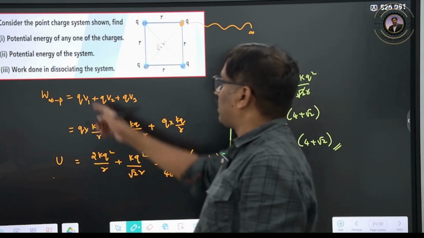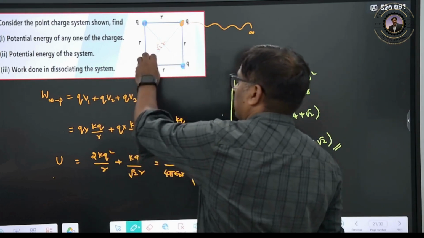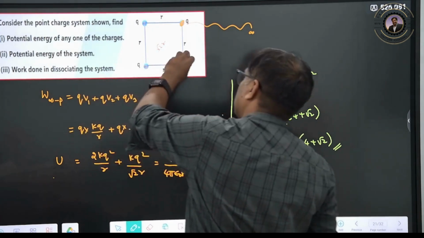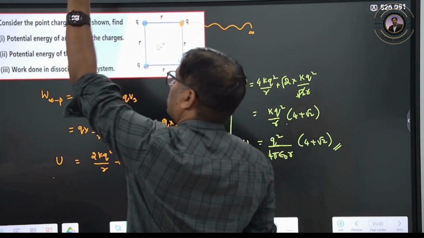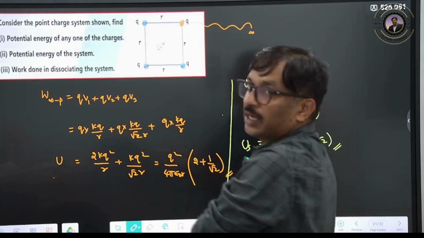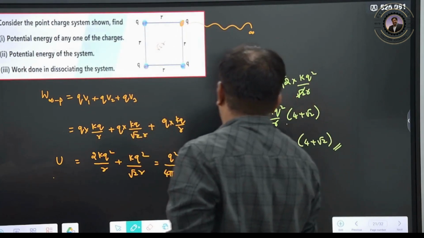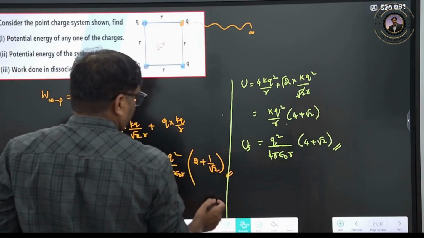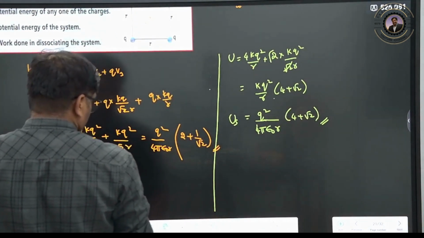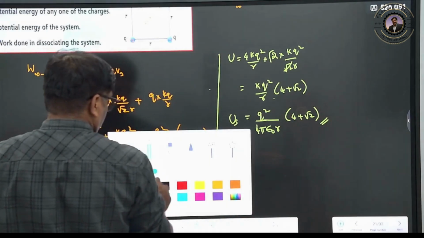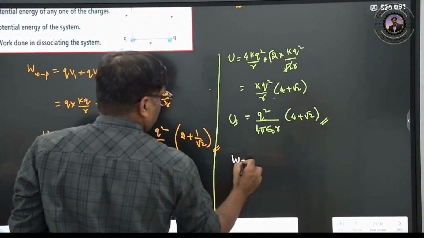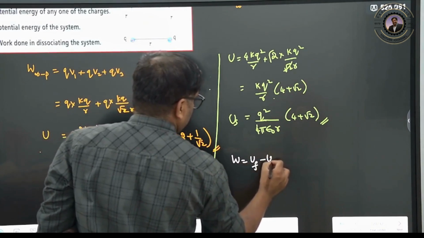So now, work done in dissociating. Work done in dissociating means what? This charge you have to take to infinity, this charge to infinity, this charge also to infinity, and this charge also to infinity. So how to calculate the work done? Just now we discussed, right? Work done is nothing but the final potential energy minus the initial potential energy.